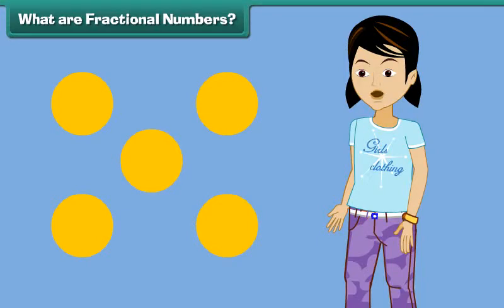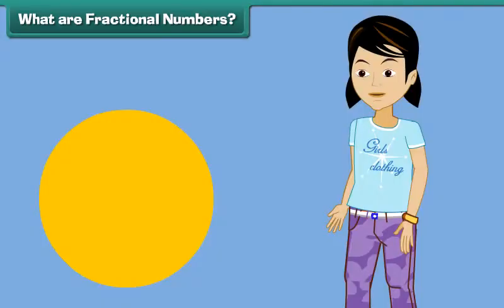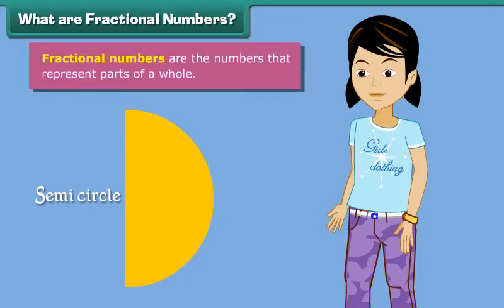Hey, can you count how many circles are here? 1, 2, 3, 4, 5. But what if there was just half part of a circle? How would we count it? Well, we will use fractions. Fractional numbers are the numbers that represent parts of a whole.